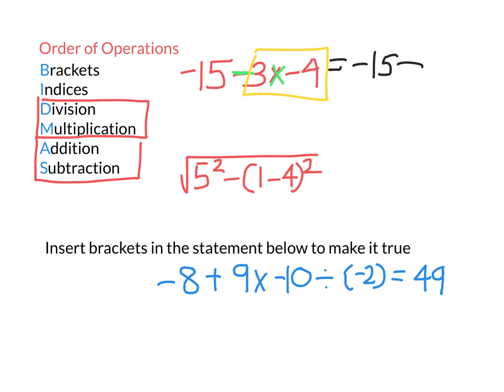So 3 times negative 4 is equal to negative 12. Positive times negative is a negative. Of course, now we have two negative symbols next to each other. We can change them to a plus. So our final answer is negative 15 plus 12, which is negative 3.